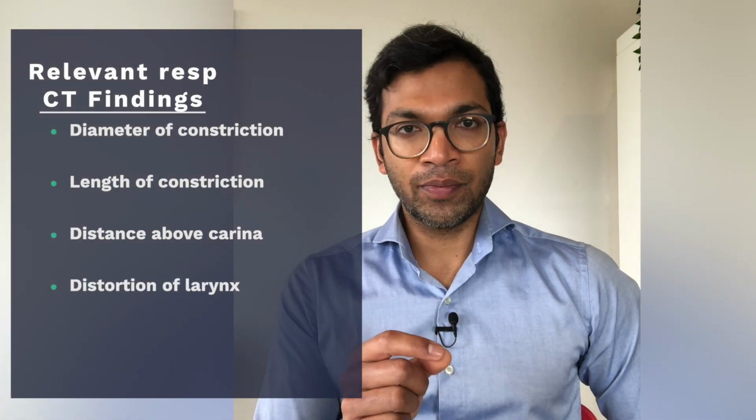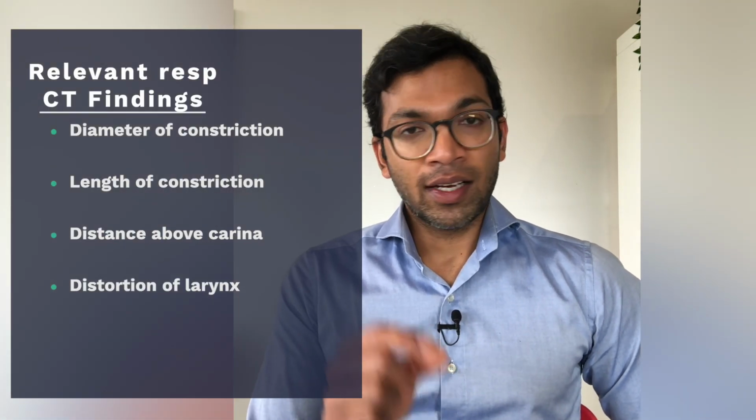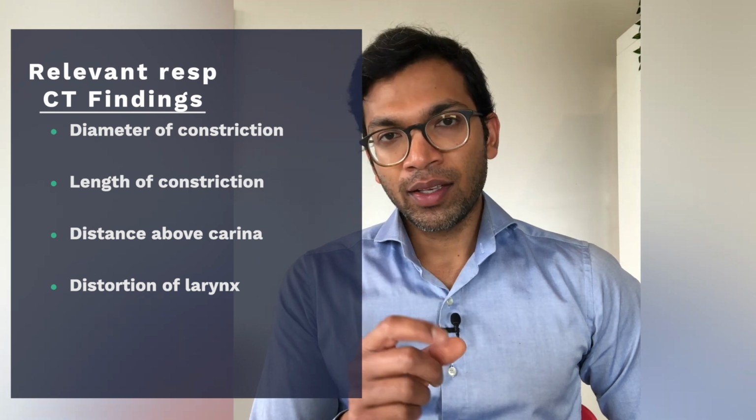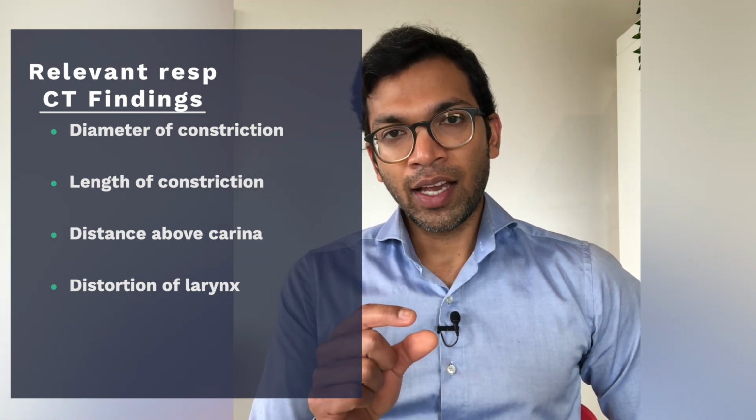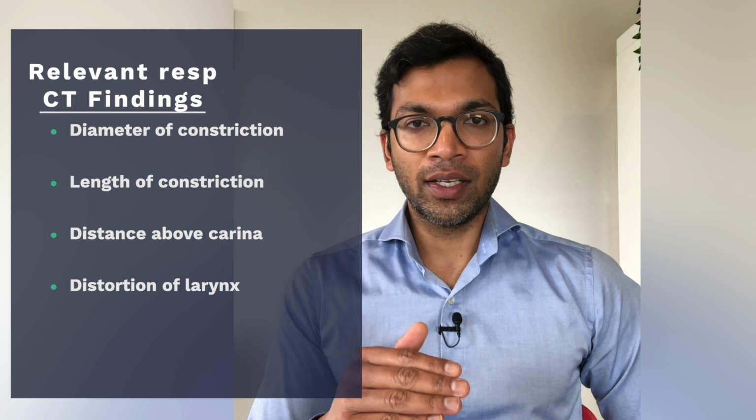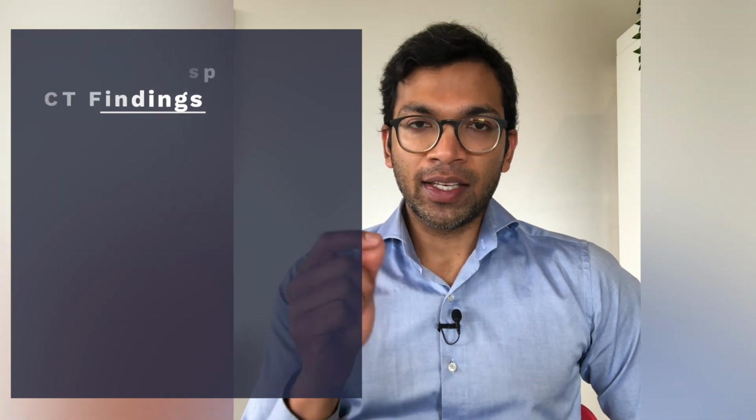Specifically, I'd want a CT of the neck, and let's say there is a constriction. I want to know these facets of that constriction of the trachea, and these are the smallest diameter, the length of that constriction, and also how far above the carina it is. Because really what I want to do is I want to be able to get that tube past the blockage and be able to ventilate this patient satisfactorily.